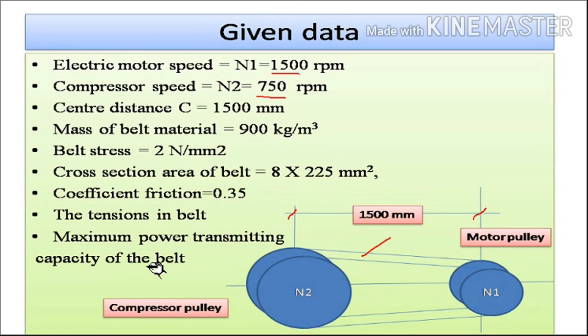We know that the belt tension ratio is given by T1 upon T2 equals e raised to mu into alpha, where mu is the coefficient of friction between the belt and the pulley, which here is 0.35, and alpha is the angle of wrap between the pulleys and the belt. We can use this relationship to get T1 and T2, but at the same time we have been given the stress and the cross sectional area, with the help of which we can find the maximum tension in the belt.